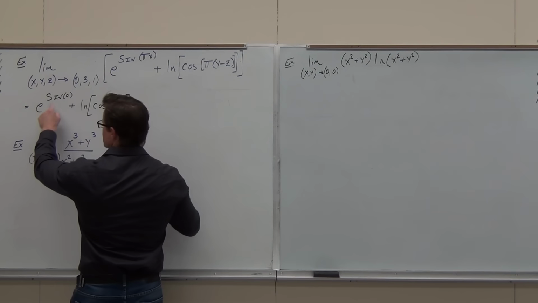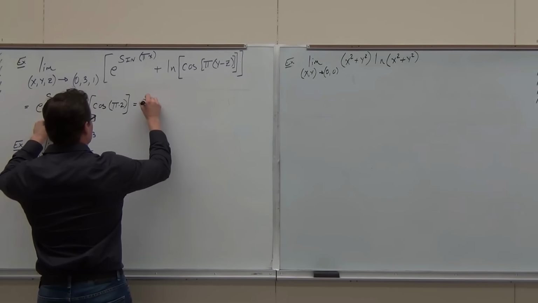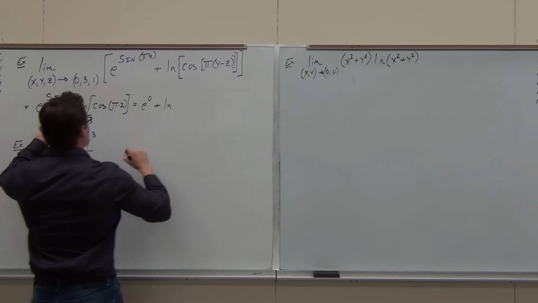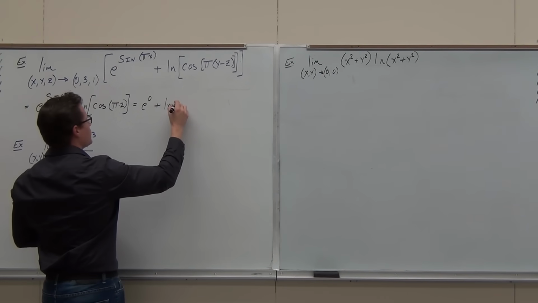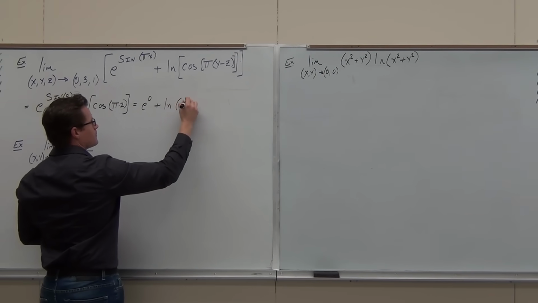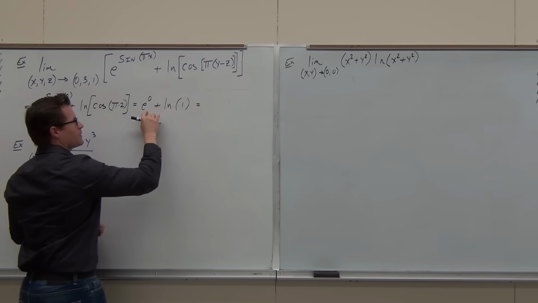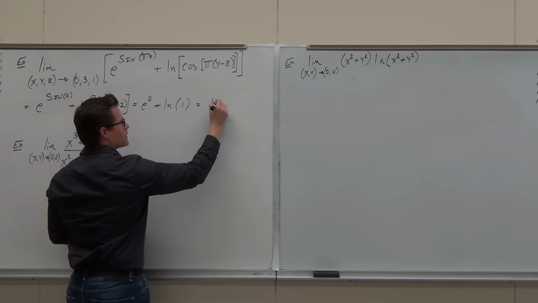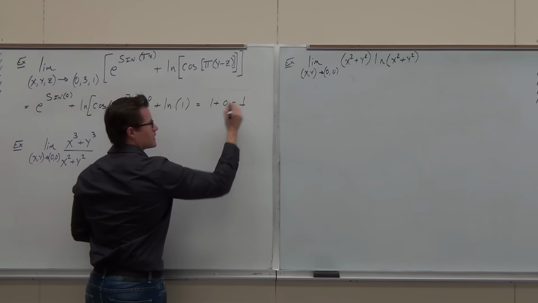How much is sine of 0? 0. How much is cosine of 2 pi? 1. How much is that? 1. Plus? 0. Equals? 1. Limit is 1.